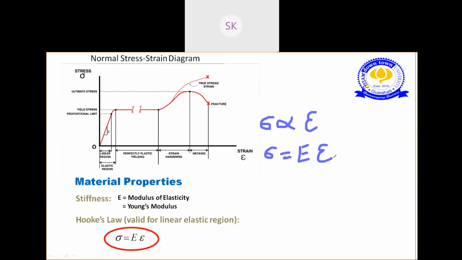So understood? Hooke's law is a very common question you will find till your end semester viva. What is Hooke's law? Just don't mug up, this is easy. Stress is directly proportional to strain, and that proportionality is removed by nothing but Young's modulus. So how will you find the Young's modulus? You should have a stress value and a strain value.